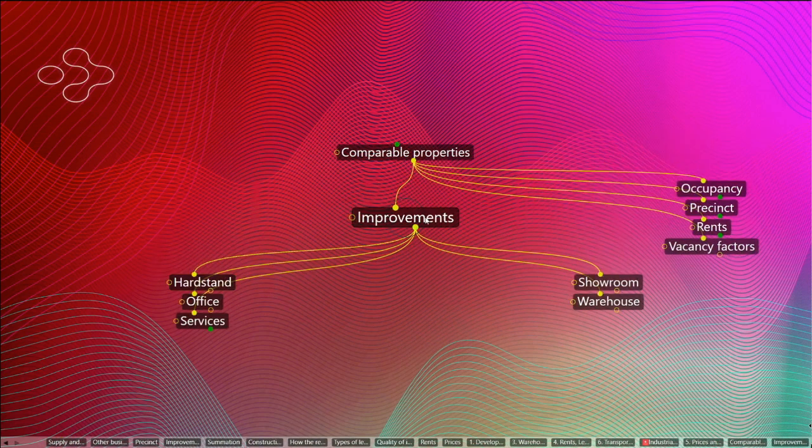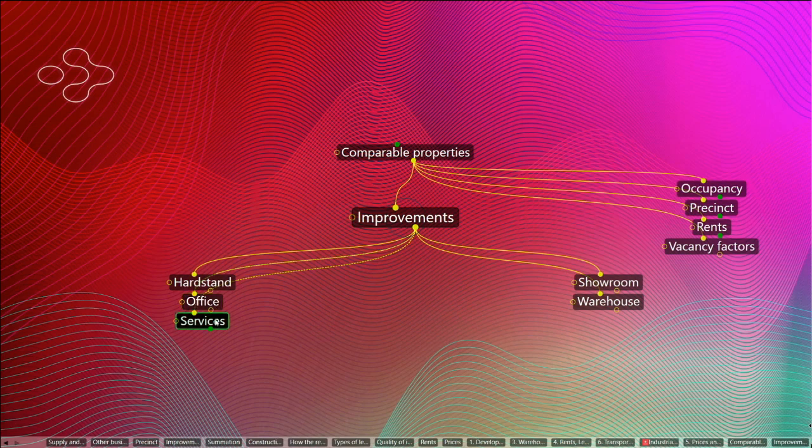Firstly, improvements. When you're looking at an industrial property, you should look at these particular aspects to understand them. Now, I'm referring, of course, to comparable properties. That's how I'm coming at this topic. Comparable properties, the improvements in those comparable properties. What are the improvements? Well, you need to look at the hard stand, that is the storage on site, the hard stand area outside the property within the perimeter boundaries. You should also look at the office area, how it works within those comparable properties, if indeed the office area is too small, too large, whether it's practical, modern, etc.